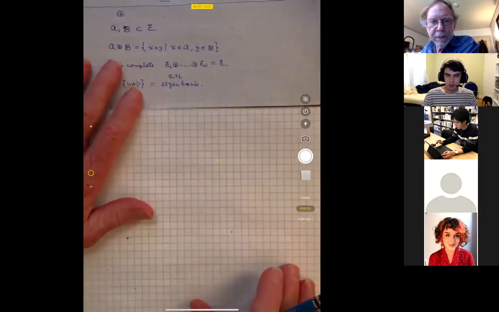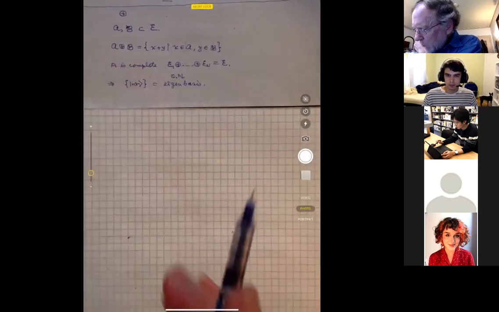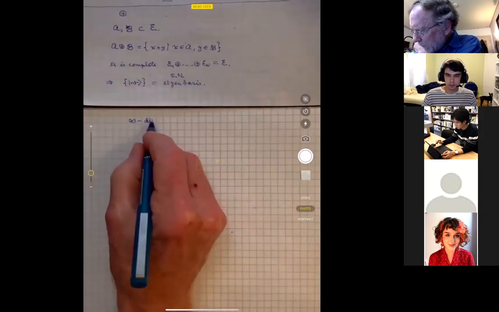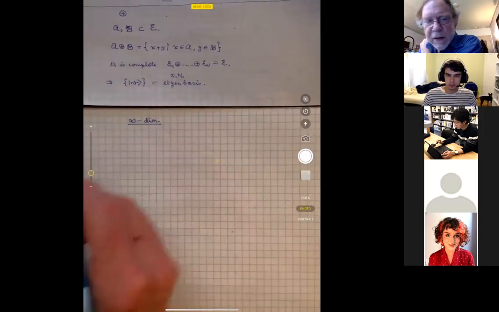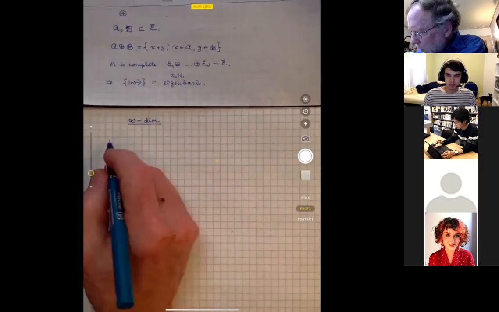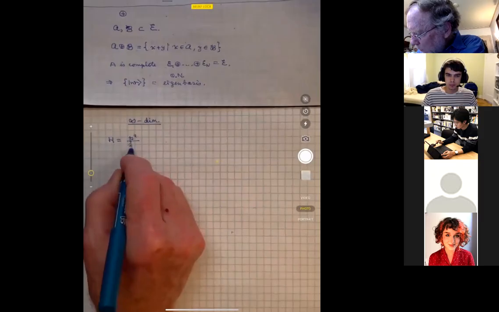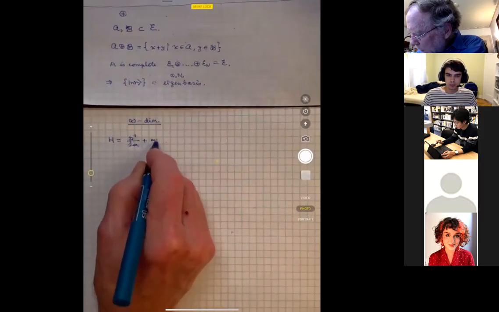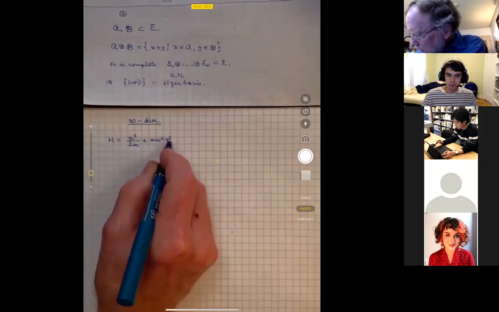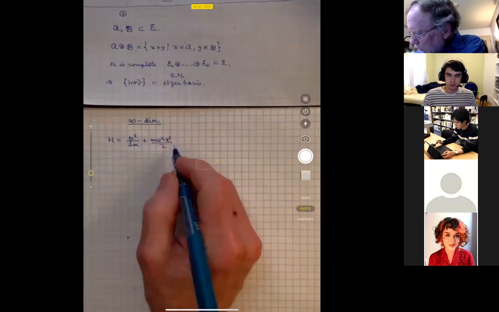So let's move on now to infinite dimensions. I'm just going to run through some examples to show you what the possibilities are. Let's start off with a harmonic oscillator Hamiltonian and wave mechanics in one dimension. So you have the usual Hamiltonian for a harmonic oscillator, p squared over 2m plus m omega squared x squared over 2.